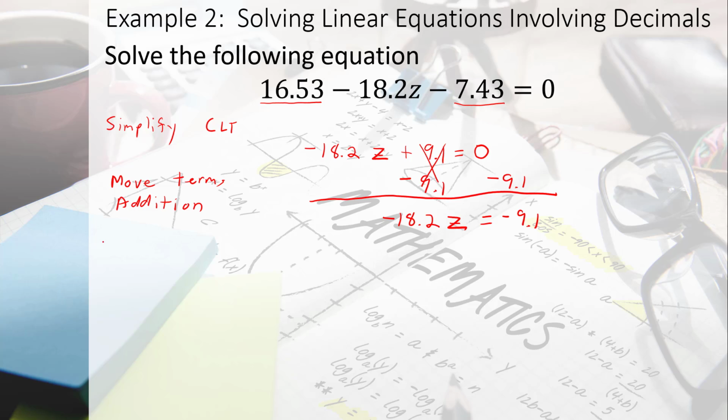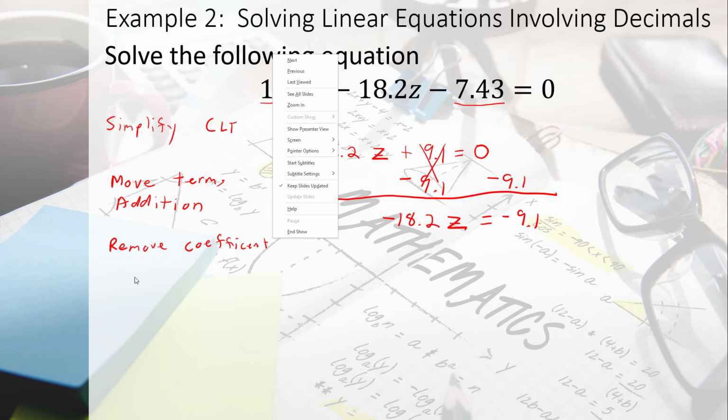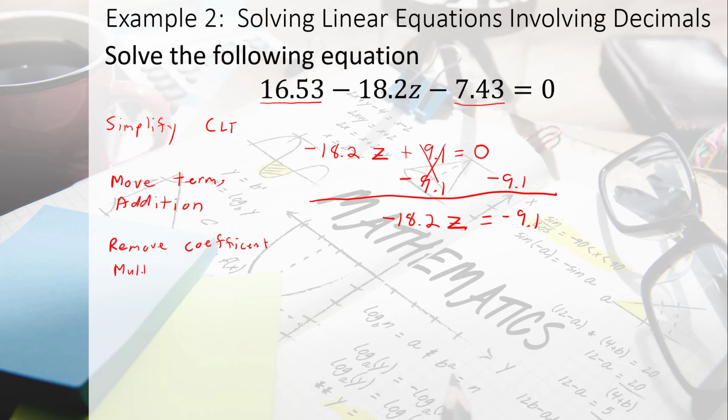And then finally, we want to get rid of the coefficient, and that is using the multiplication property of equality. That means that we want to divide this side by negative 18.2, and if we're going to divide this side by negative 18.2, we want to divide this side by negative 18.2 as well. This obviously will cancel, and we'll be left with z. And then negative 9.1 divided by negative 18.2 is going to be positive 0.5.